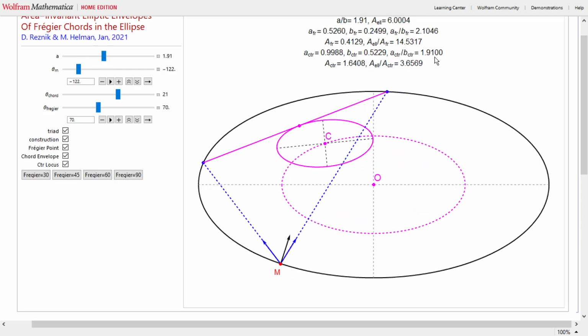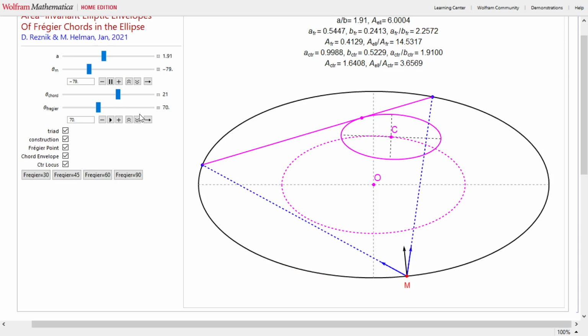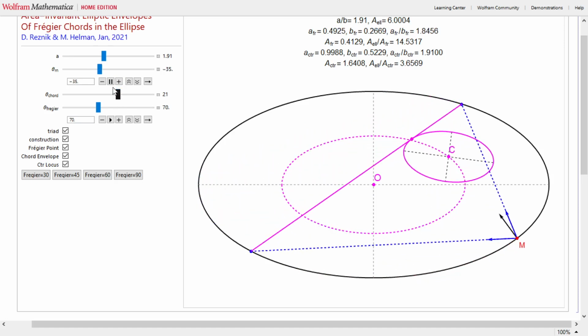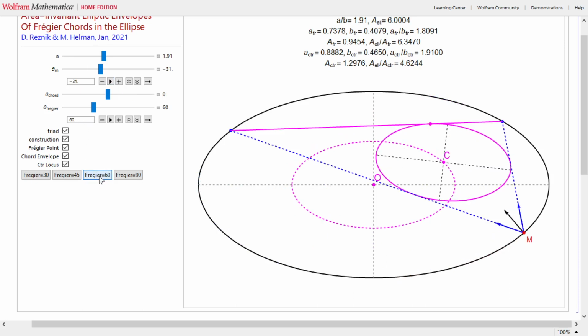Okay, and now you can see the aspect ratio of this internal one, homothetic to the external one, which has aspect ratio of 1.91. So let's finish this video by animating this whole system so we can watch the locus of the chords, the elliptic locus of chords, for an angle of 70 degrees.